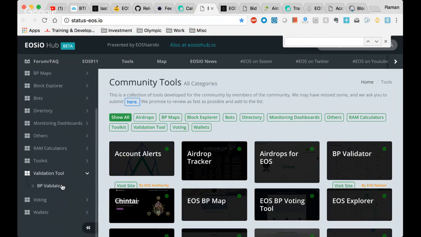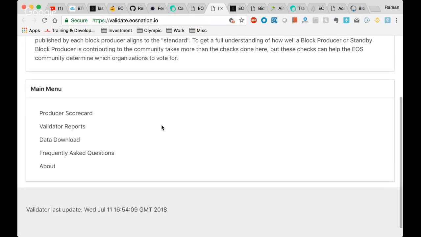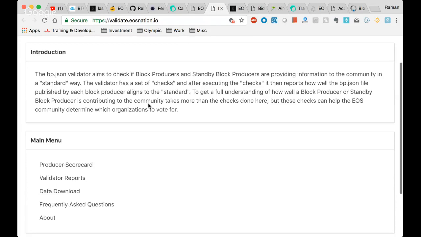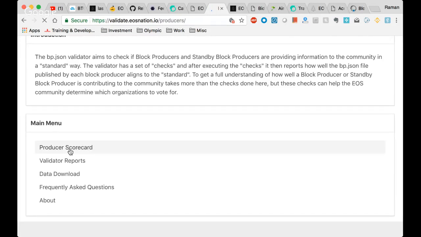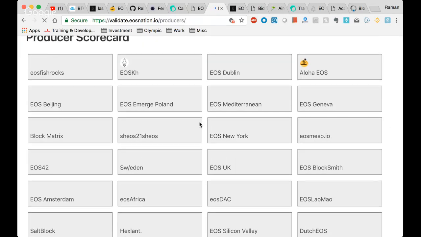Then there are validation tools, the BP validator. This is actually something we talked about. It's a very, very good tool from EOS Nation. They are trying to make sure that they can objectively identify the block producers who are doing good in terms of compliance, and they are putting out a scorecard for each of these block producers. So this is something which is going to be very useful.